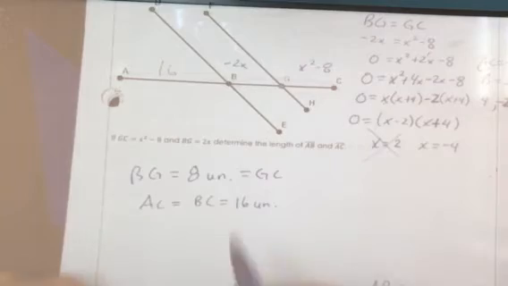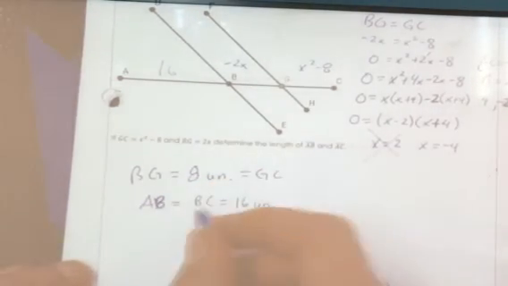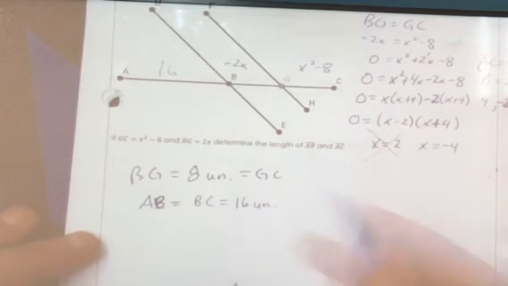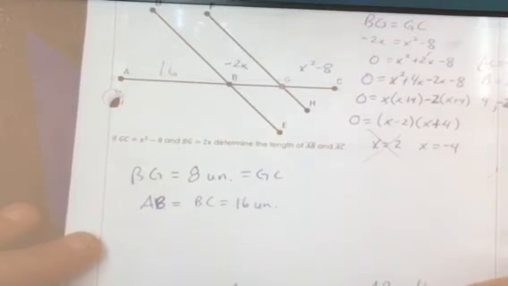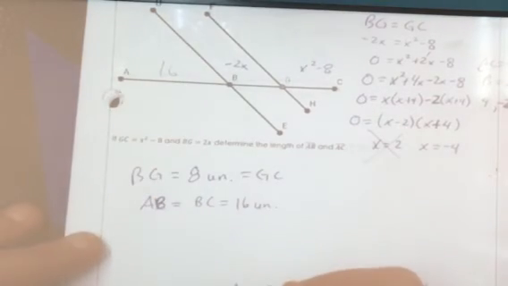Wait, I messed that up. AB is the same as BC, which is 16 units. Then finally we'll say that AC equals AB plus BC, and that's 32 units.